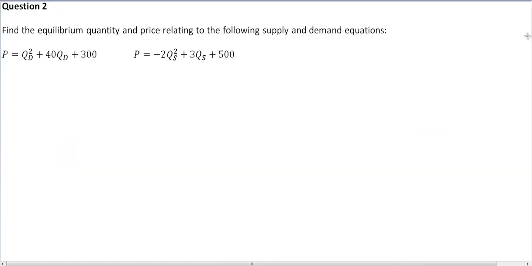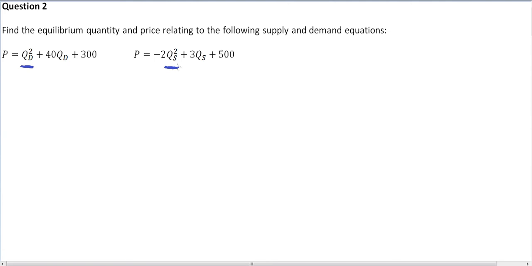Now let's look at the next question. It's a similar question. Find the equilibrium quantity and price relating to the following supply and demand equations. Now the problem with these equations is they're not as simple as before, because I can't use simultaneous equations here because I have a q squared term. In the last question I just had p and q. I had no powers. I had no p squared or q squared. This time I have q squared.